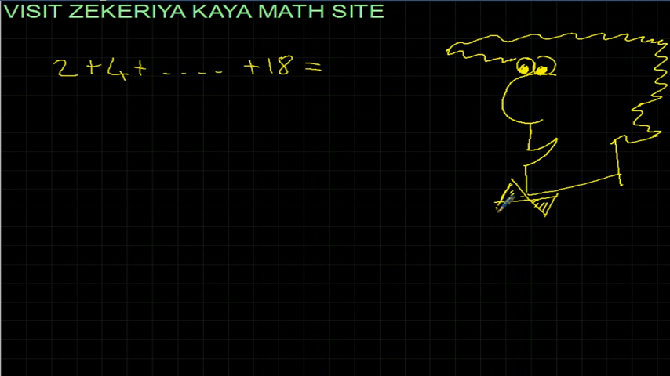If you found 90, that means this rule is really working.